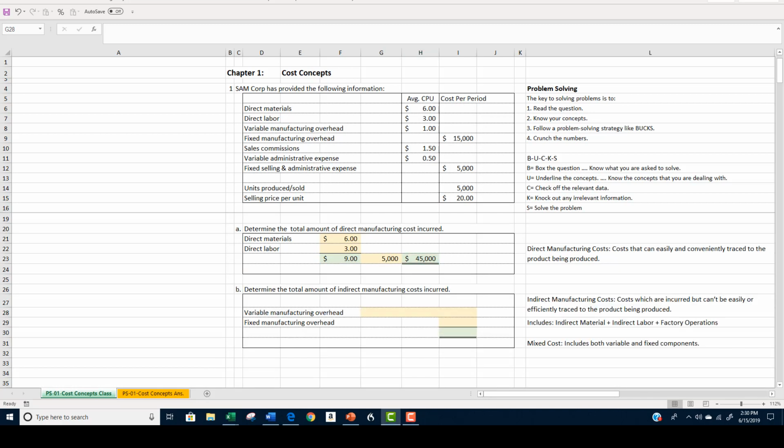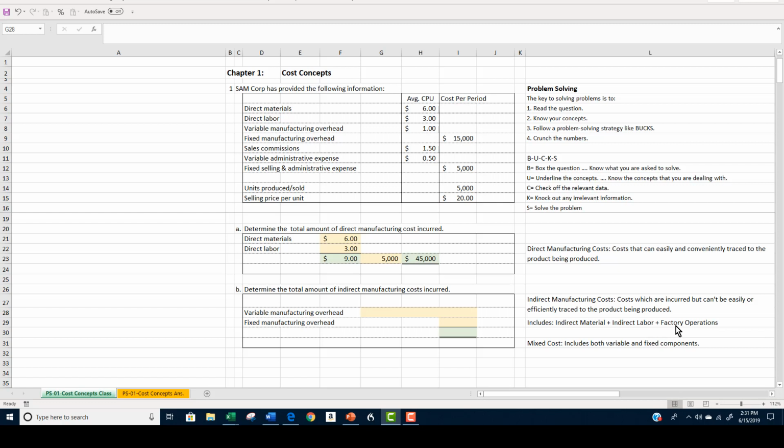Question B asks that we determine the total indirect manufacturing costs incurred. The concept to be underlined is indirect manufacturing costs. These costs are related to the manufacturing process and are incurred for the benefit of more than one cost object or are costs which cannot be easily or efficiently traced to a specific cost object. Indirect manufacturing costs are referred to as manufacturing overhead and include indirect materials, indirect labor, and factory operations.